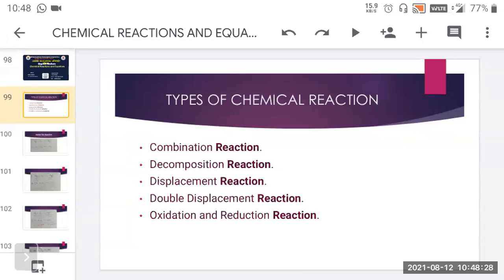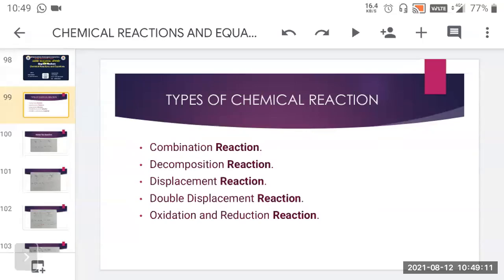In that we saw single displacement and double displacement. Displacement itself tells us that it is about replacement, that means substitution, the replacement of an element. There are 2 types, single displacement and double displacement. Single displacement means displacement of only a single element, but in a double displacement there will be displacement of 2 elements. That's why the names are single displacement and double displacement.